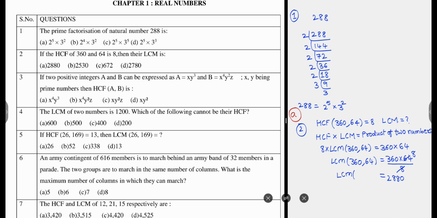So LCM of 360 comma 64 is 2880. 2880 is option A again. So this question is also option A. So first and second questions are over.